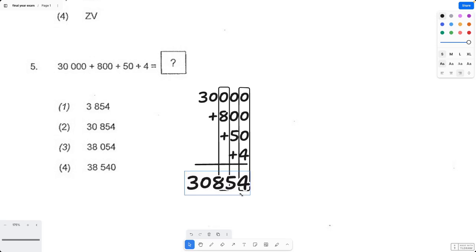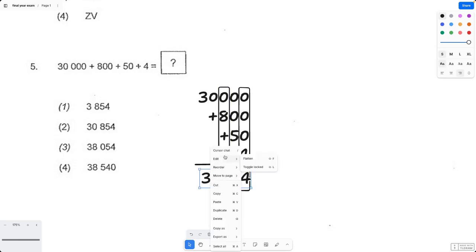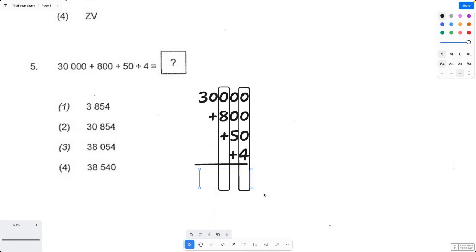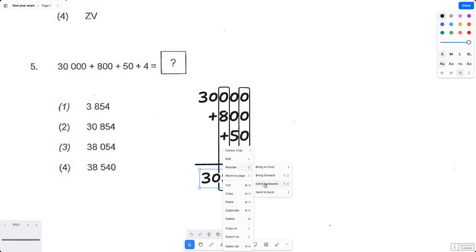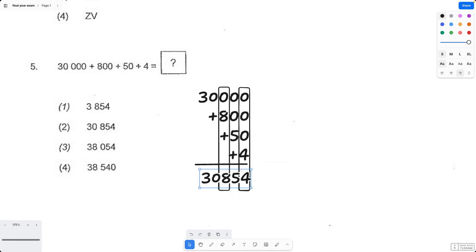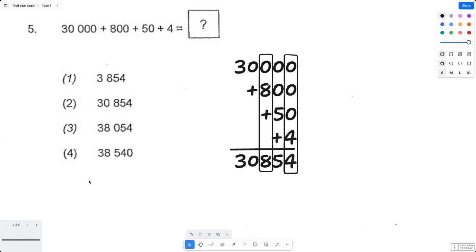If I were to write it down as such, a little bit smaller, it will look something like this. So the 8 goes down, then 5, 4, and 30. That's why you see it over here. Let me just make this at the end. Reorder, send to back. It will look something like this. So the answer to this will be option number 2 in this case.